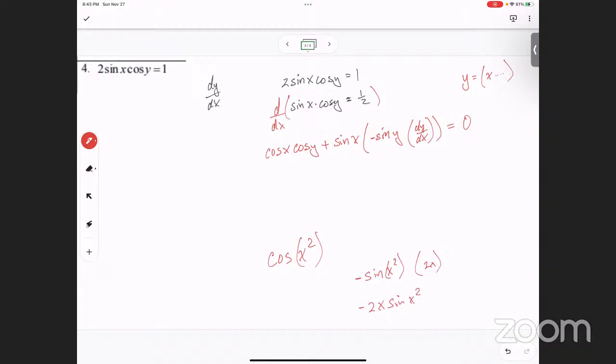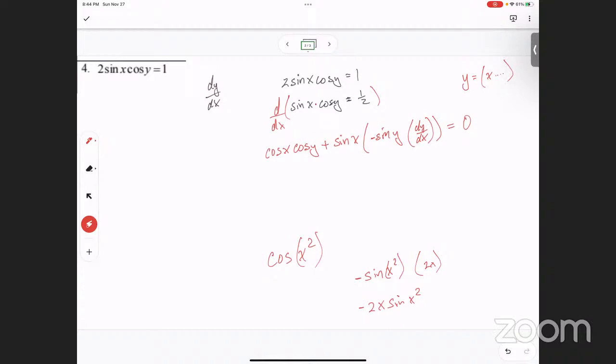So that's what I did here. I multiplied it by the negative. Remember, y is like my x squared. I don't know what the function is, but y is some function of x. So I take the derivative of the outer function, which is negative sine of y, just like I did here. And then I multiply that by the derivative of the inner function, which I don't know what that is. It's dy dx.